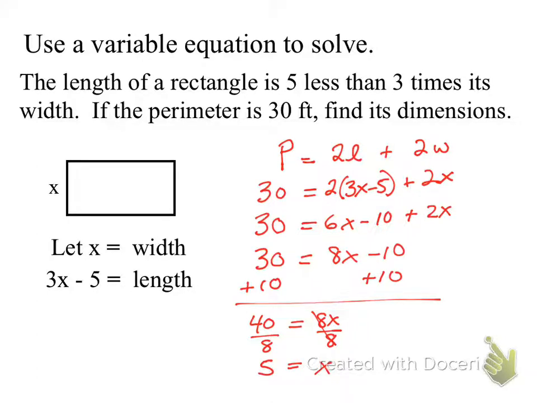So now, if this is 5 what? Brady? 5 what? Oh, 5 feet. And then what would the length be? The length would be 10. 3 times 5 minus 5 is 10 feet.